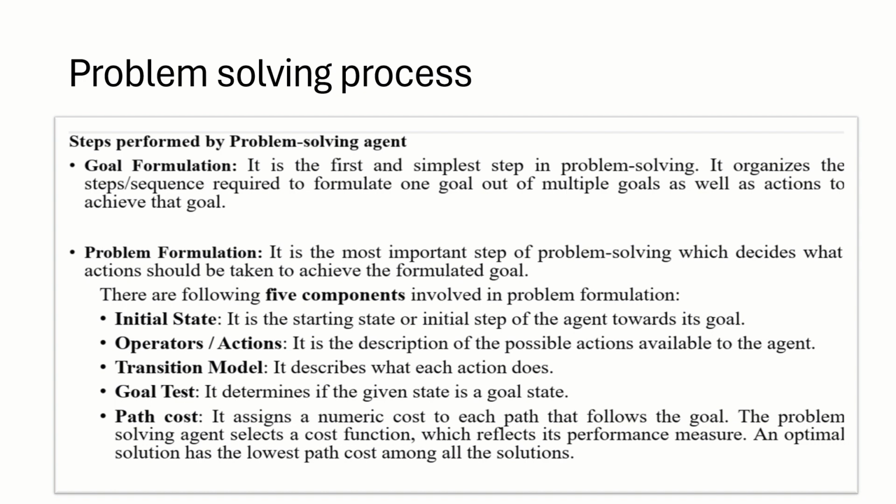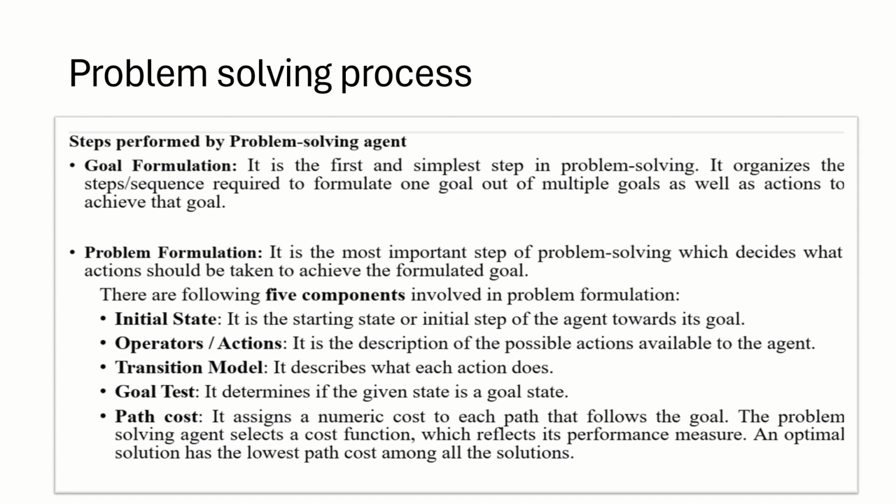There are 5 components involved in problem formulation. Initial state. The initial state is the first state or the beginning state where the problem is before starting. It is also called the starting state. Operators or actions. It is described as all possible actions available to the agent to reach the destination state or the goal state. Transition model. It describes what each action does or what the possible actions are.